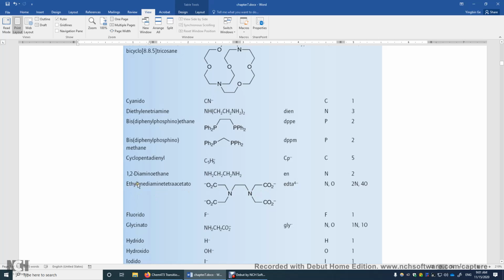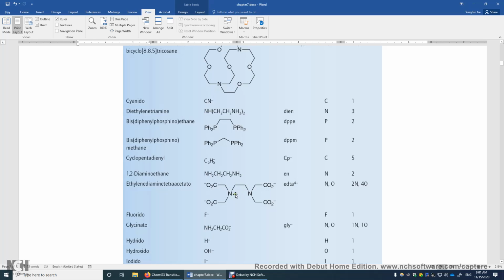The name is ethylenediamine, so you have ethylene here, diamine here, and each nitrogen is bonded to two acetates. So a total of 4. That's why the name is ethylenediaminetetraacetato in transition metal chemistry. The 4 negative charges, so it's EDTA 4 minus.